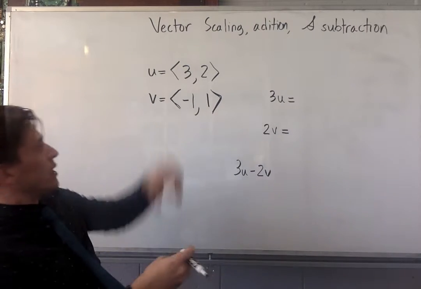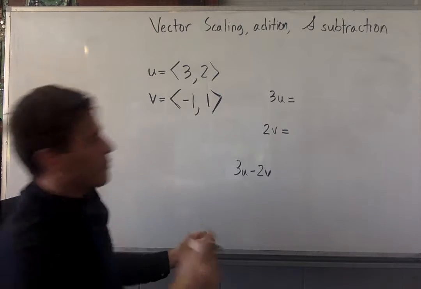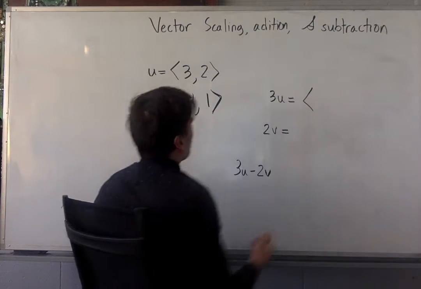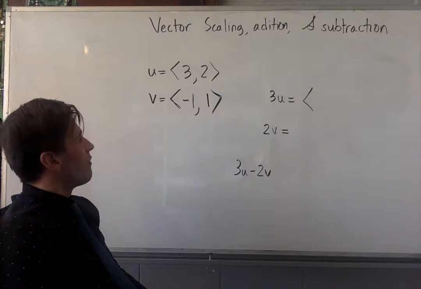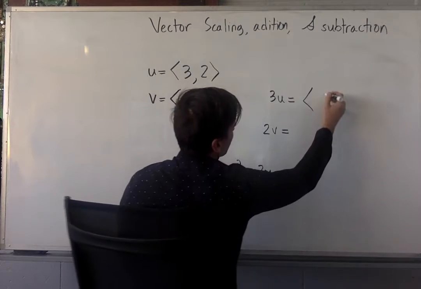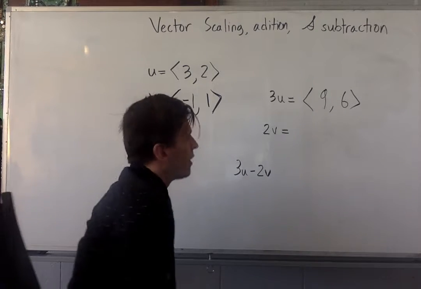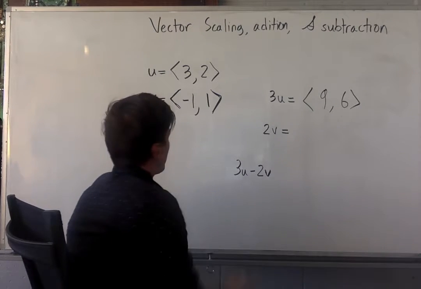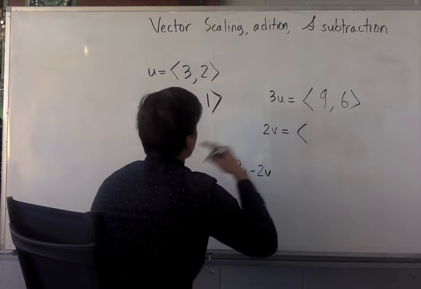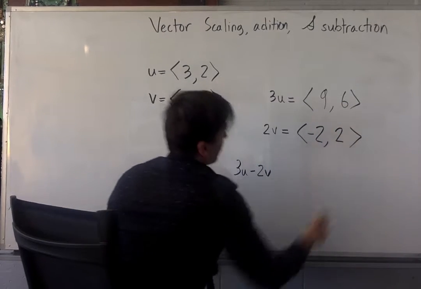So like if u is 3 comma 2, then 3u is just a vector that's 3 times as big but still oriented the same direction. And so you probably already can deduce what the values would be in here. If regular u is 3 comma 2, then 3u would be 9 comma 6. Nothing groundbreaking here. 2v, so that's the same as regular v but twice as big, so instead of -1, it's -2, and instead of 1, it's 2.